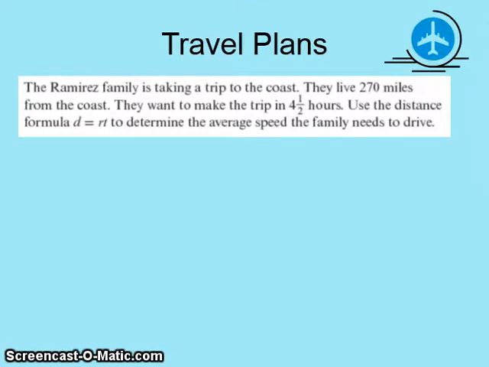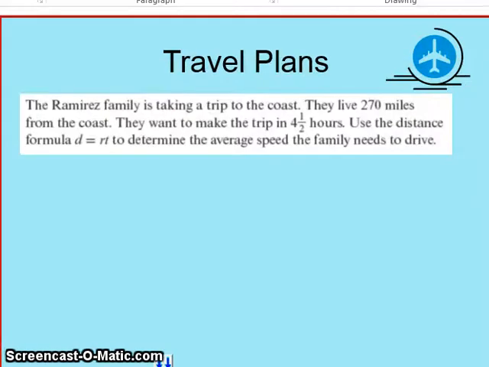Now here's our last example. It needs to be in your notebook. The Ramirez family is taking a trip to the coast. They live 270 miles from the coast. They want to make the trip in 4.5 hours. Use the distance formula, d equals rt, to determine the average speed the family needs to drive. Alright, so what we need is to find the speed, or rate. So we want to solve this equation for rate.